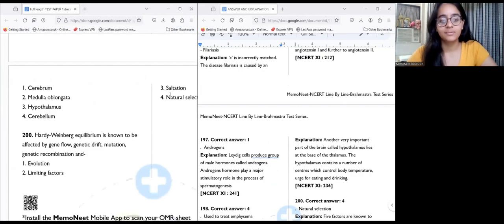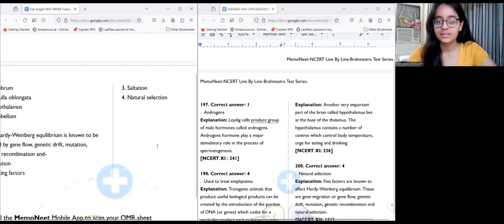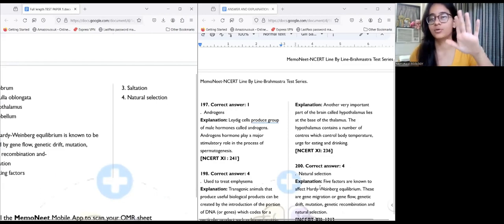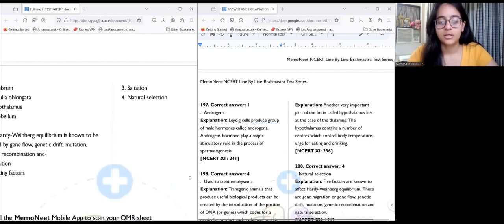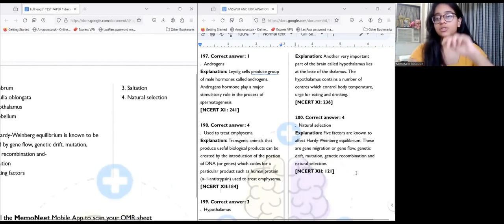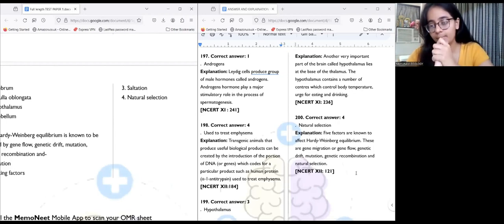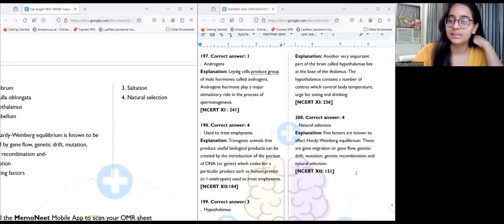The last question for the full test 1, let's see. Hardy-Weinberg equilibrium is known to be affected by gene flow, gene drift, mutation, genetic recombination, and what? One more thing: it's affected by natural selection. So 5 factors are known to affect Hardy-Weinberg equilibrium. That is gene migration. So if something has migrated, then it drifts, then it recombines, then it naturally selects, and then it mutates. So the answer is these 5 options. You'll need to remember genetic migration, genetic drift, recombination, natural selection, and then mutation.